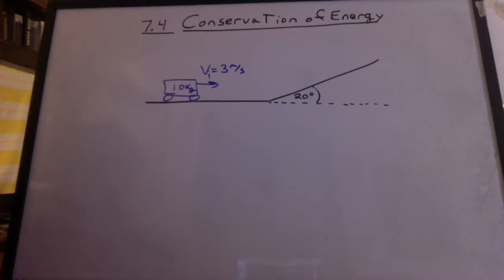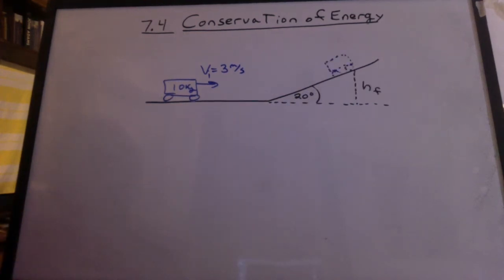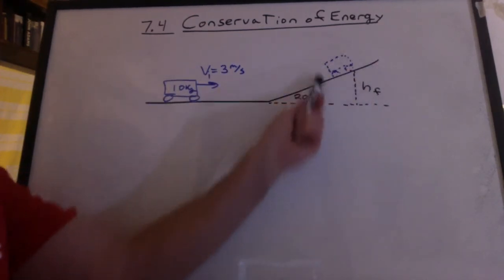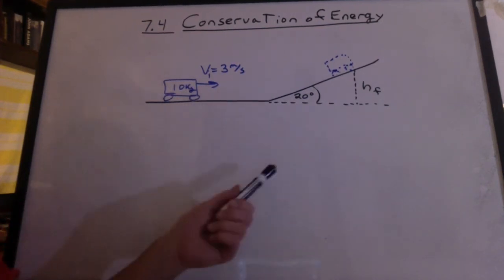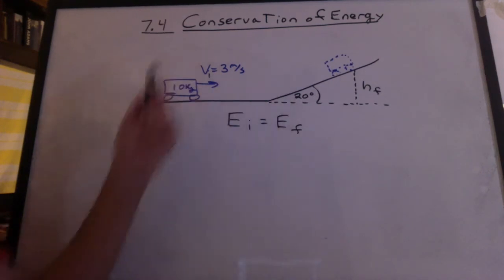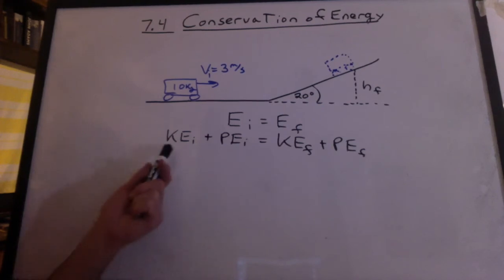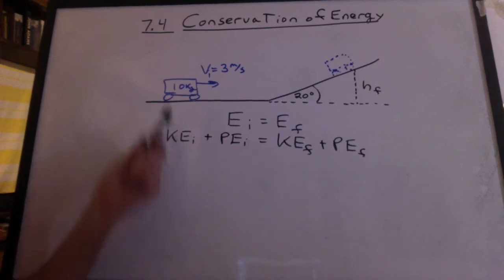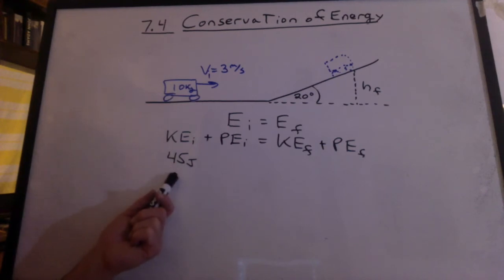Let's try another example. We have a cart moving at 3 meters per second, frictionless. It encounters a hill. How high up will it go? We need to identify all the variables at the initial position and then the variables at the final position. There's no friction involved. I'm not pushing on the cart. So for this system, we can say the energy is conserved. Again, we just set up KE initial plus PE initial equals KE final plus PE final. What is the kinetic energy initial? Do the math, I get 45 joules.